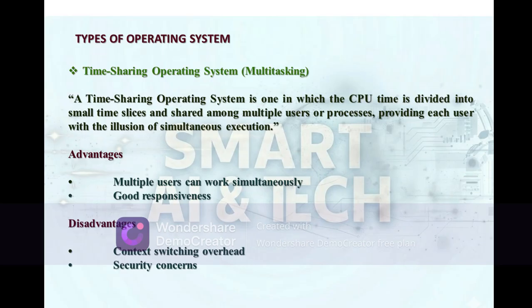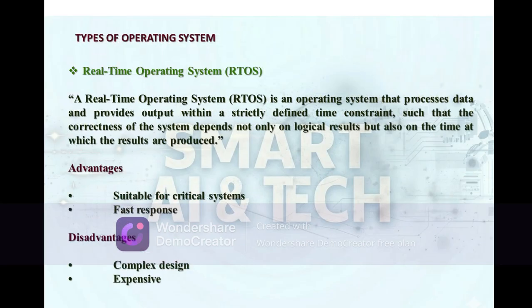The advantage of the time sharing operating system is that multiple users can work simultaneously, with good responsiveness. Disadvantages of the time sharing operating system are context switching overhead and security concerns. Examples of the time sharing operating system are Linux and Windows. And the fourth one is the real-time operating system.